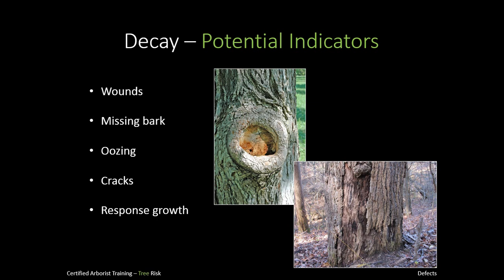So potential indicators of decay are anything that could potentially, I'm using the name, they're not definitive indicators, but they're likely indicators that something's going on. So these could be wounds, pruning wounds, missing bark, oozing, cracks, response growth being swelling, that often indicates that there's a weakness that the tree's trying to overcome.